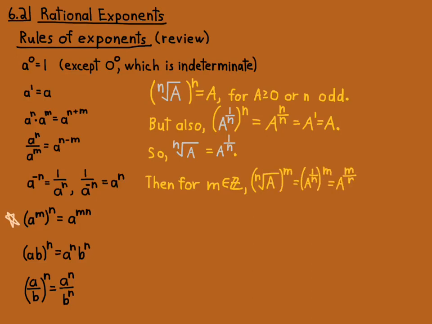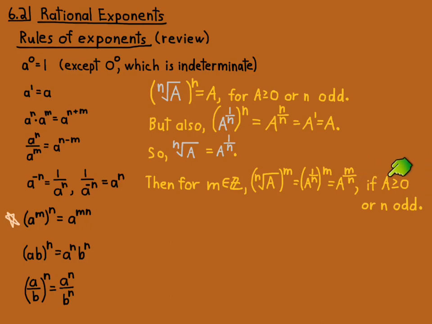So that means that if I raise the nth root of a to the m power, then I get a to the 1 over n, right? Because the nth root of a is a to the 1 over n. For example, square root of a is a to the 1/2. Cube root of a is a to the 1/3. Fourth root of a is a to the 1 over 4, etc. And if I raise that to the m power, then the rule here says that I'll multiply those two. So I get a to the m over n.